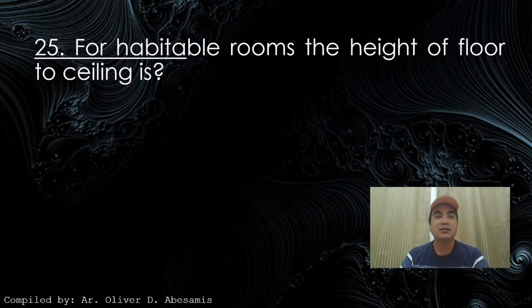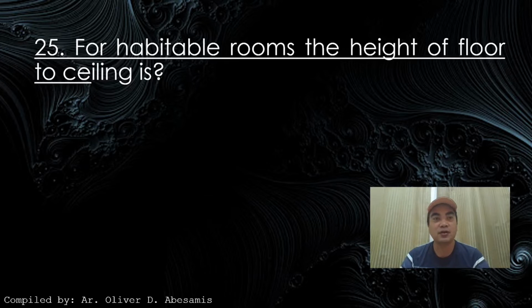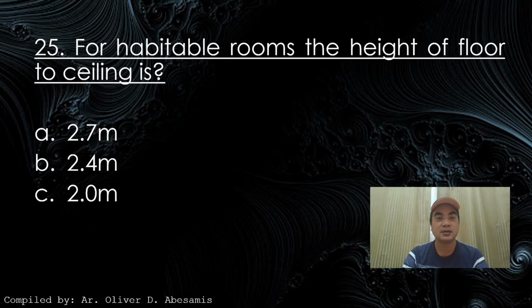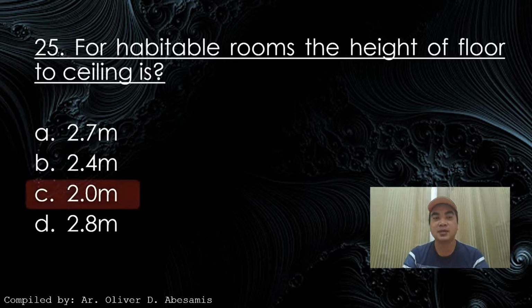25. For habitable rooms, the height of floor to ceiling is A. 2.7 meter. B. 2.4 meter. C. 2 meter. D. 2.8 meter. Answer: C. 2 meter.